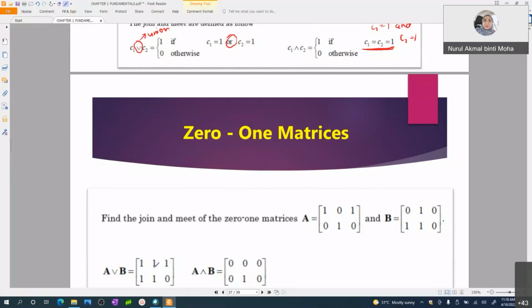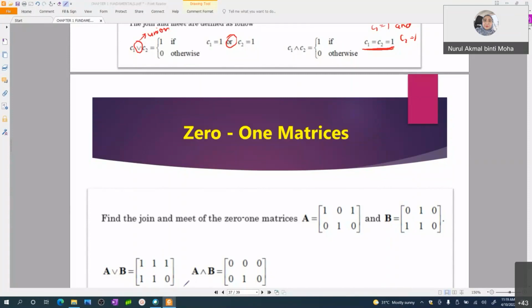Okay, and then for this one, 1 here and this 0. So either one of them must be 1. So that's why you can put 1. Okay, and for the fourth element, 0 and 1. So either one of them is 1. So that's why you can put 1 here. Okay, and then 1 and 1 gives you 1. For 0 and 0, obviously it will give you 0. So that's why for A join B, this is the answer.